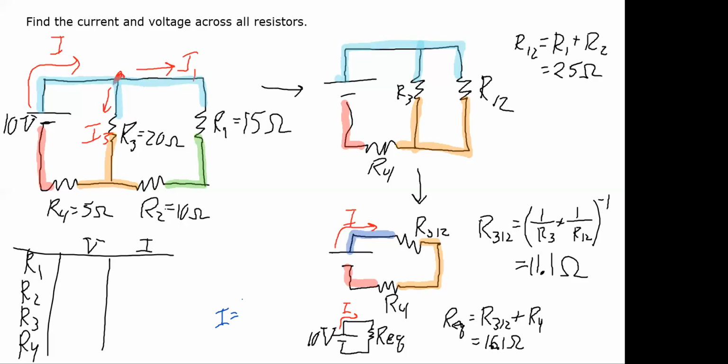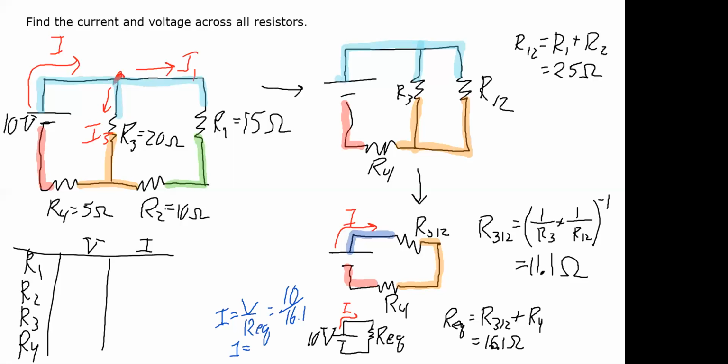I equals V over R equivalents. In this case, it's going to be 10 volts over 16.1. So just a little tip here: in my calculator, even though I wrote 16.1 on the whiteboard here, I'm keeping extra sig figs in my calculator, just to avoid any kind of rounding errors.